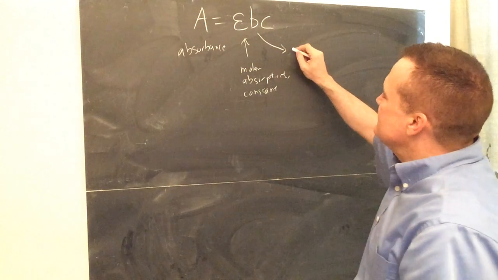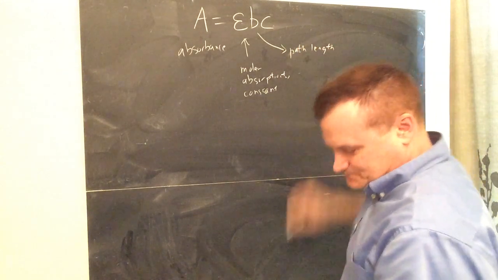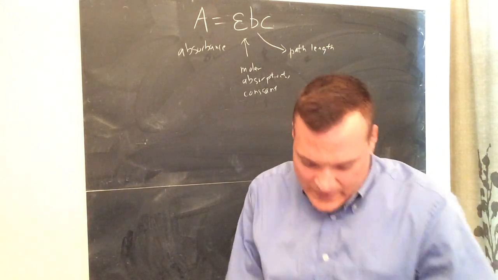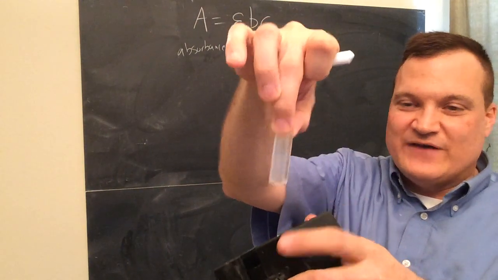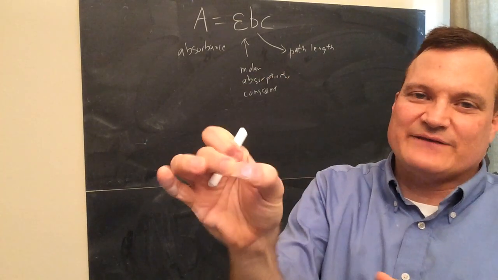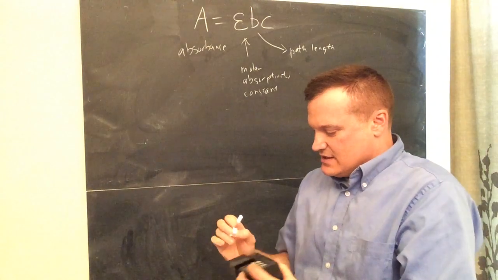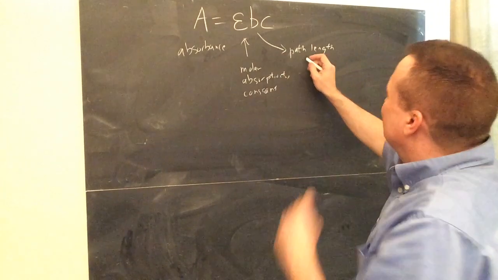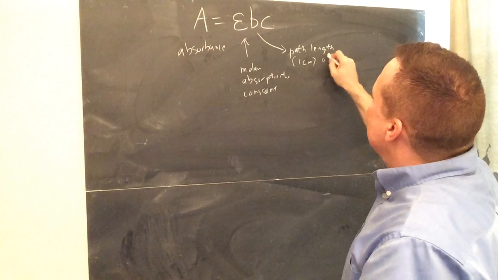B is the path length, or actually, in the colorimeter, let me find that again. It's the width of the cuvette. There it is. And you see it's a square cuvette. So usually it's 1 centimeter. That looks like it's about 1 centimeter also. It's almost always used as 1 centimeter. It's the path length, in this case 1 centimeter of cuvette.